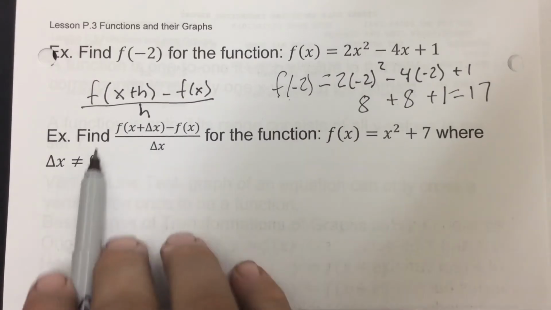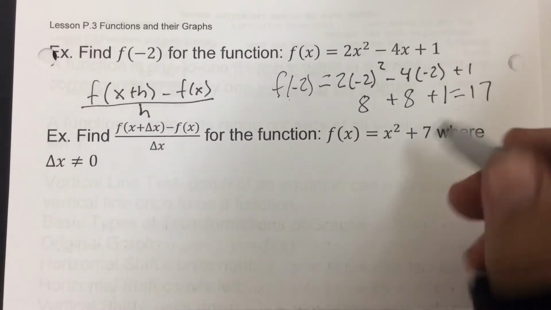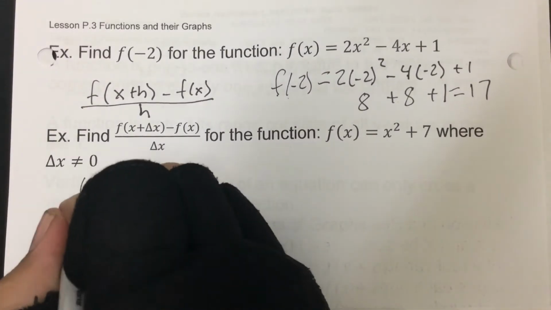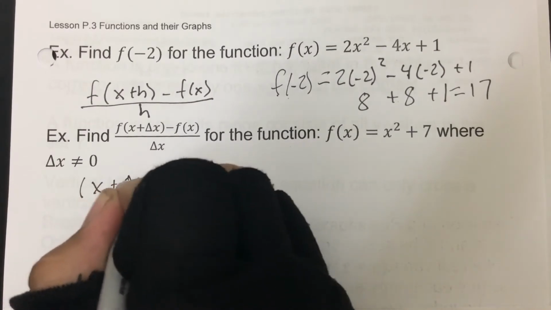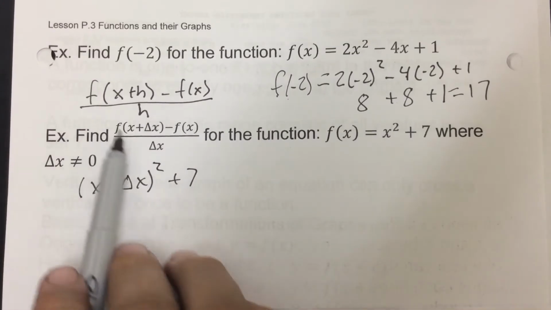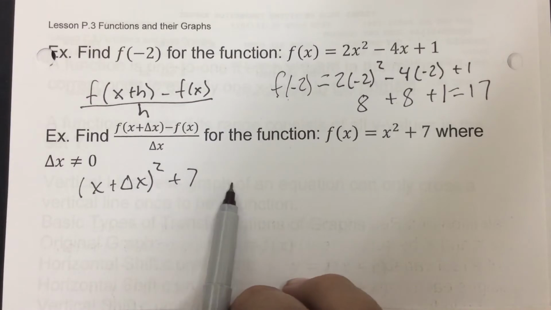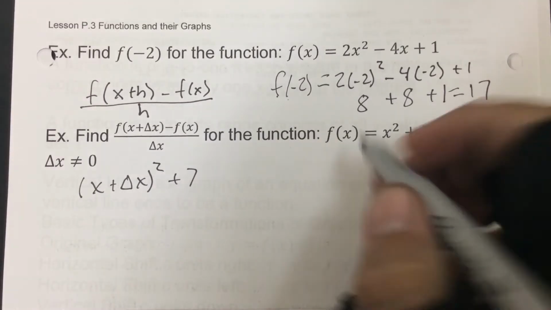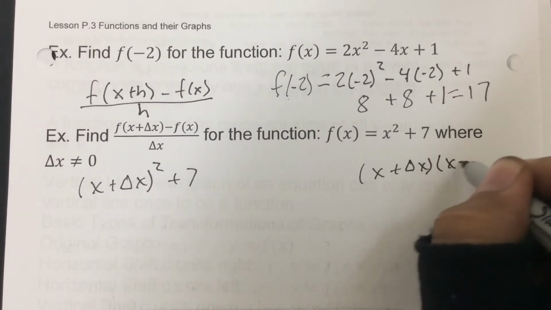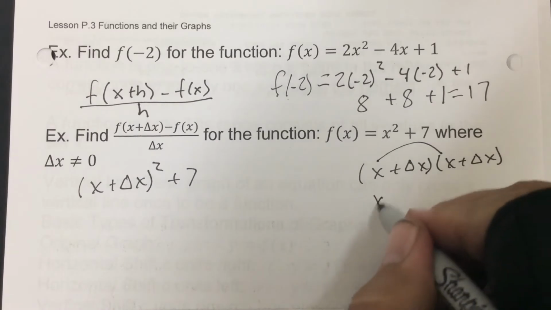So what we're going to do here is first we're going to take our function, we're going to replace every x with an x plus h. So if this here was our function, x squared plus 7, we would now have x plus change of x, squared, plus 7. So the x part, we sub in x plus change of x. It was squared, so we square the whole thing, and then plus 7. Now, if I square this out, x plus change of x times x plus change of x, first, x and x will make x squared.